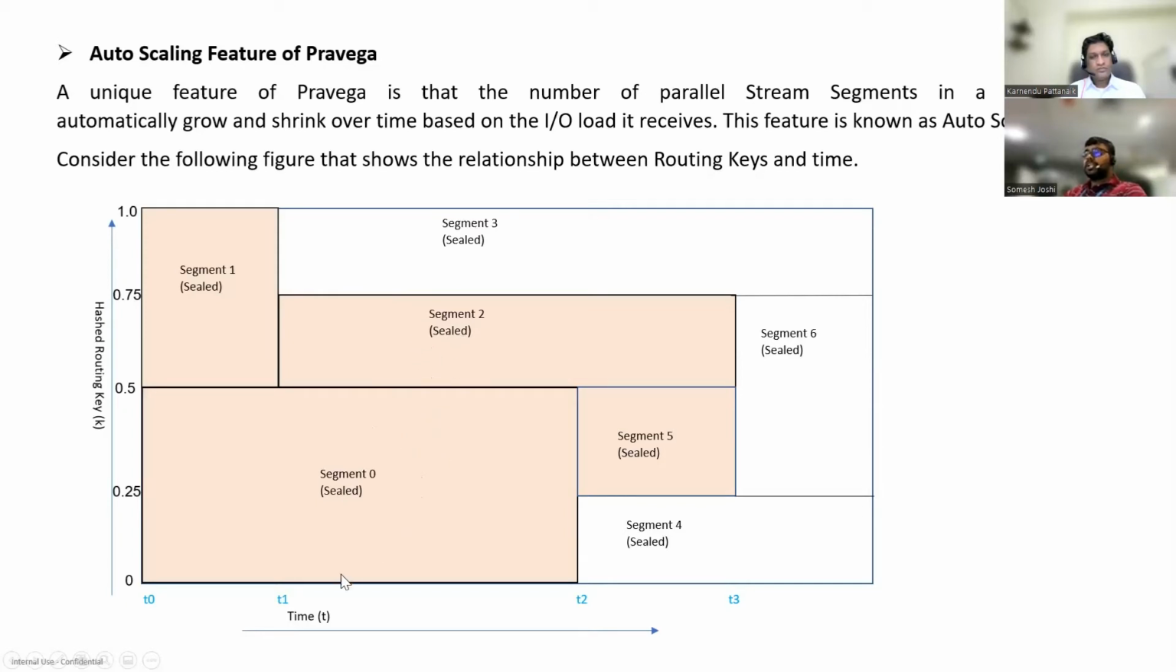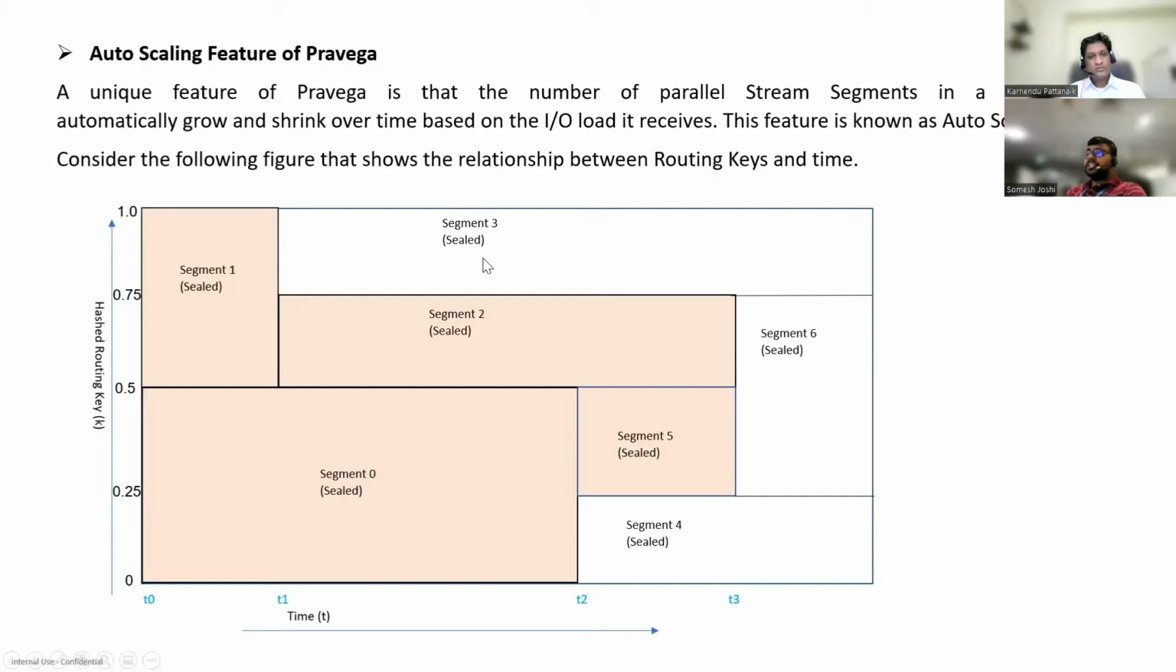So let us consider now that between t1 to t2 time interval, segment 0 receives more than the threshold defined event set, thus matching the condition to trigger this scale up operation. Hence we get two new segments, segment 4 and segment 5, created by splitting segment 0, which is then followed by sealing of the same parent segment 0 for further events.